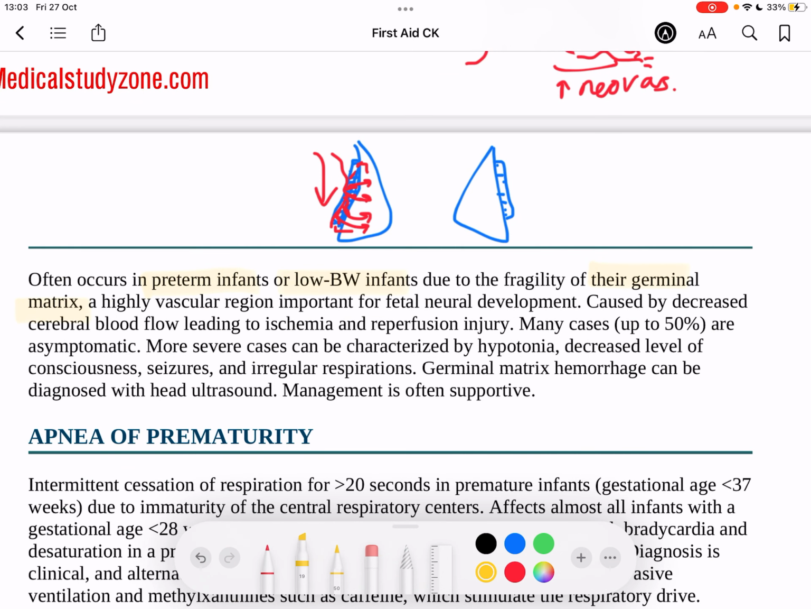Many cases, up to 50%, are asymptomatic, but more severe cases can be characterized by hypertonia, a decreased level of consciousness, seizures, and irregular respirations. Germinal matrix hemorrhage can be diagnosed with a head ultrasound, and management is usually supportive.